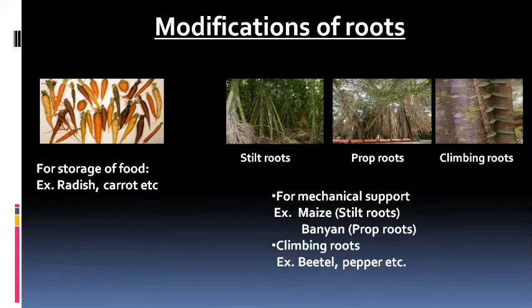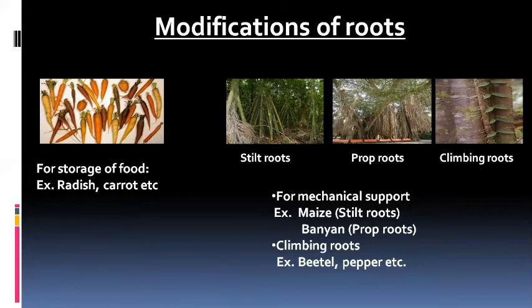Let's move to the next topic, that is the modifications of root. We all know that roots not only perform the function of providing nutrition, water and minerals, but also perform different functions. Based on those functions, roots are modified into different forms. The first function is that the root also stores food. For example, radish, carrot, beetroot, turnip, etc.